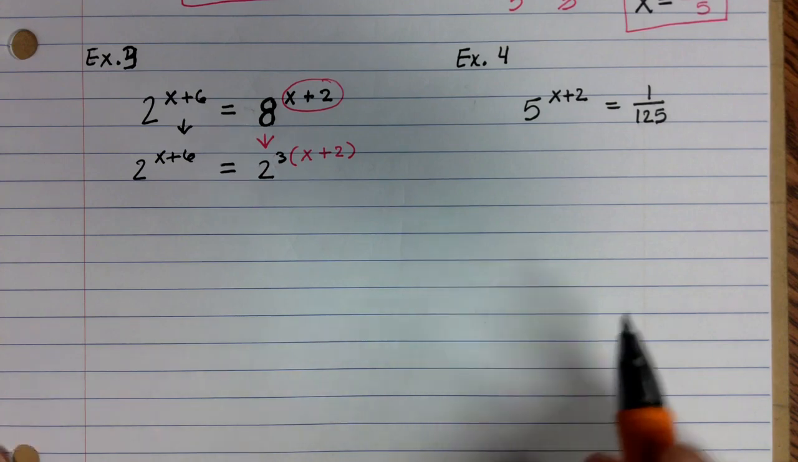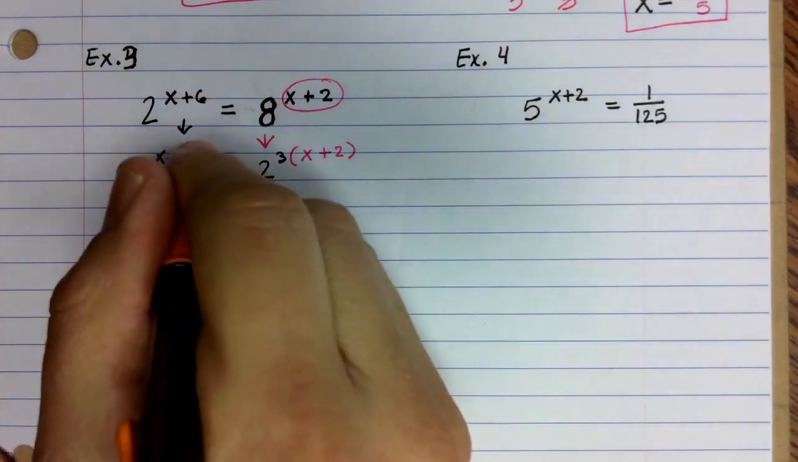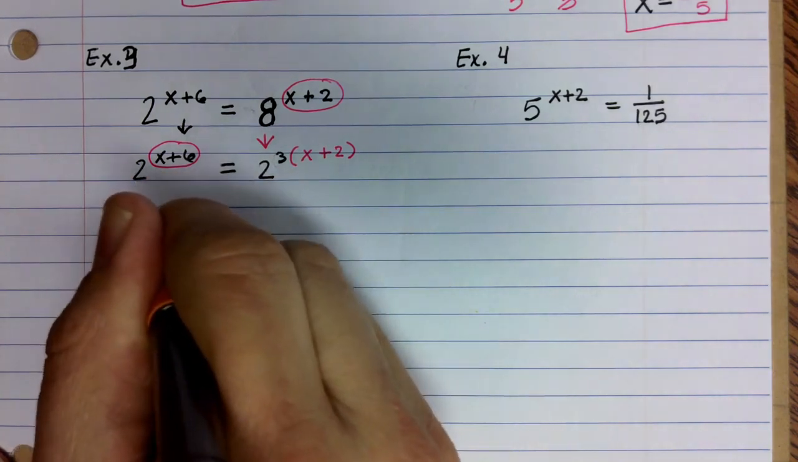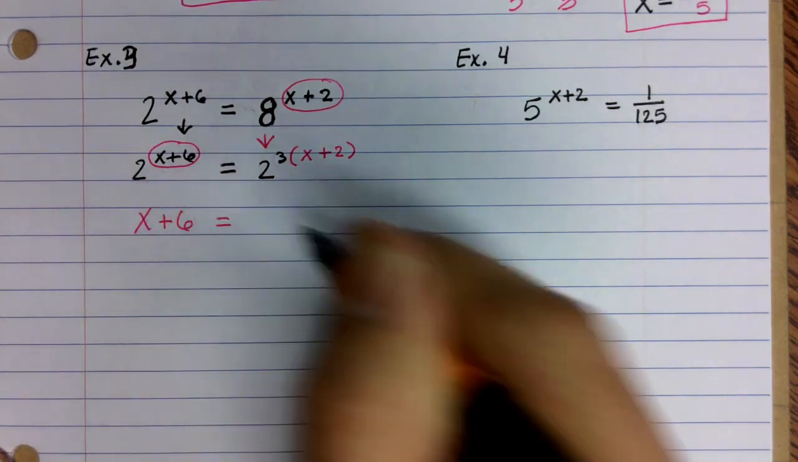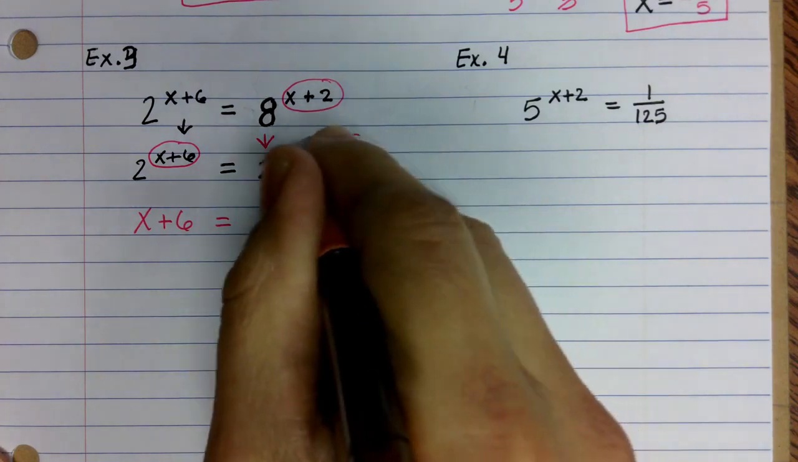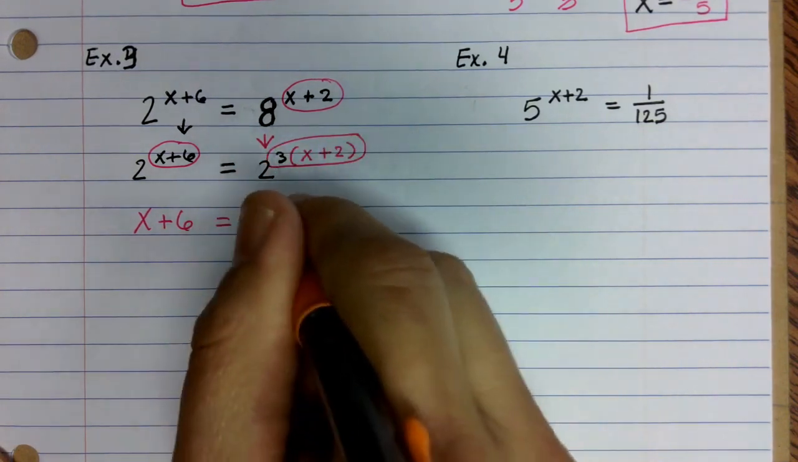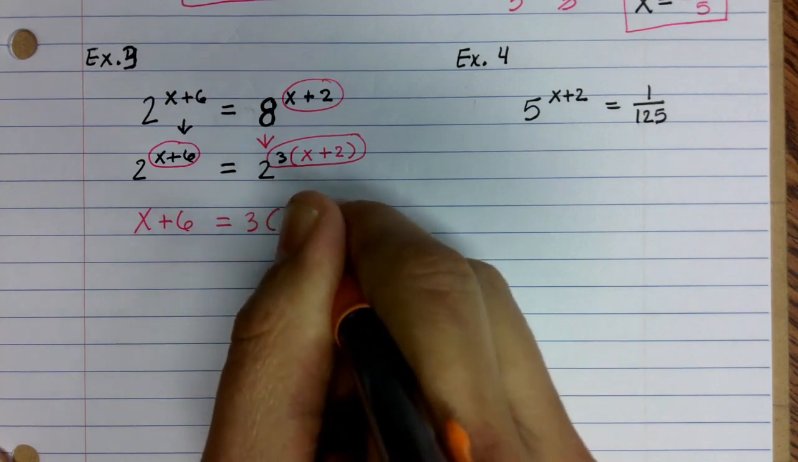And now what I'm going to do is I'm going to go ahead and write this as an equation. So I have x plus 6 is equal to this whole exponent here, including the 3 that's being distributed to it. 3 times x plus 2.